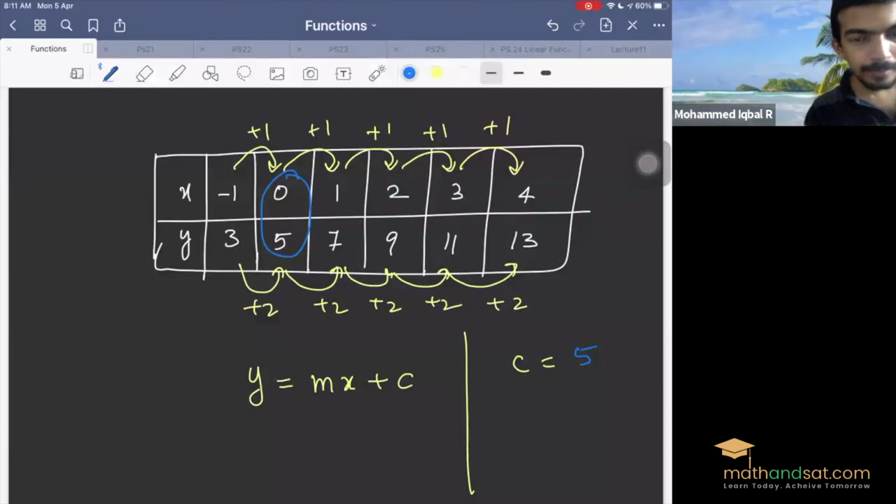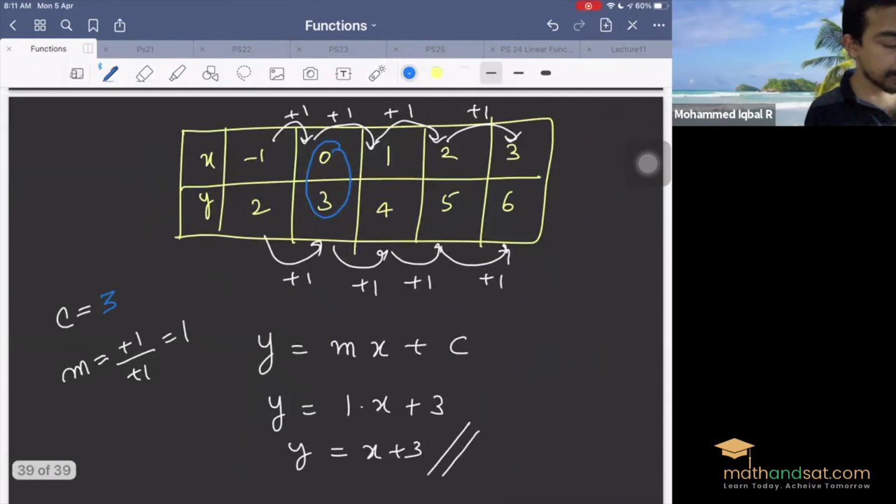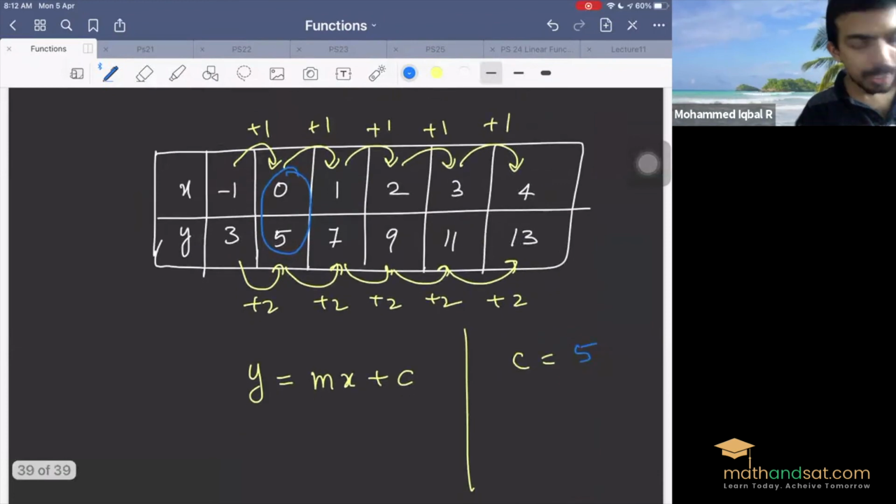Yeah, that is what we did in the previous case as well. 3. What is the significance of the number 3? The significance of the number 3 is the output value when the input is 0. The initial value. What about m? How can you get your m here?